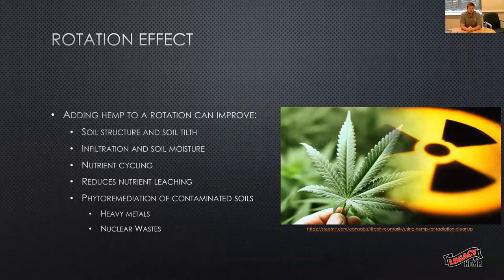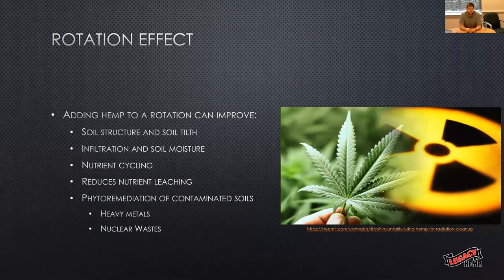So there are some studies out there that show some of the effects that can happen to the soil with using this crop in a rotation. We tend to see improvements in soil structure as well as soil tilth. Those two factors alone can help increase infiltration and also help with soil moisture. Being that this crop does usually have a fairly deep taproot, it helps to increase nutrient cycling as well, bringing nutrients from the subsoil closer to the upper portions of the topsoil, allowing for this crop and other future crops to utilize those acquired nutrients.